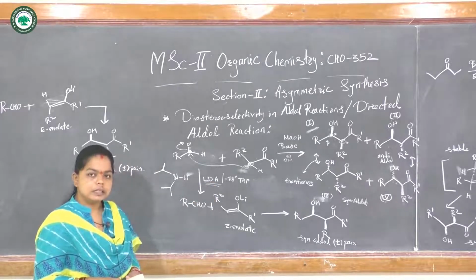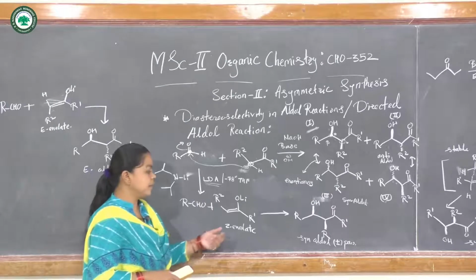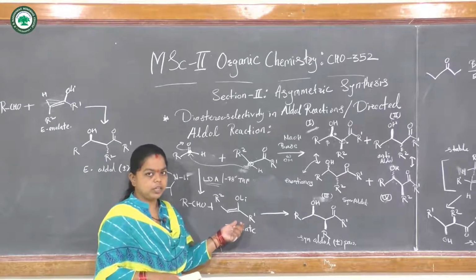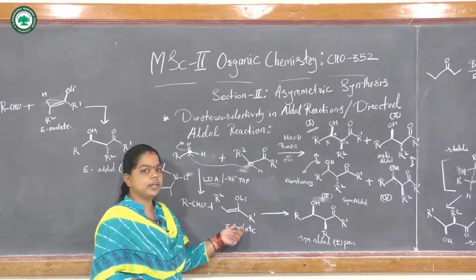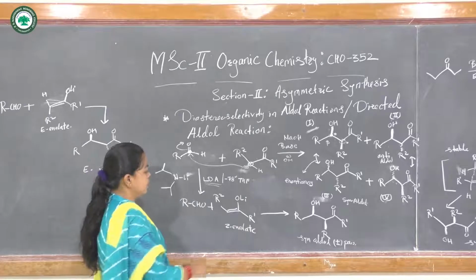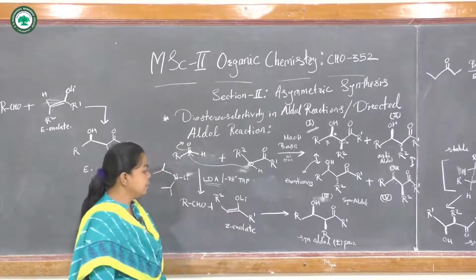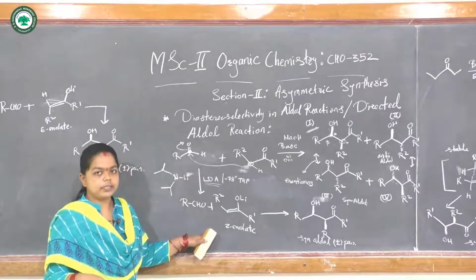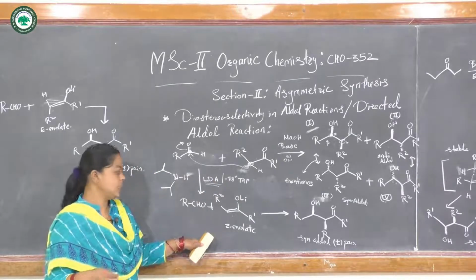It is lithium diisopropylamide that will generate the lithium enolate. So this is the lithium enolate. Again, there are two types, Z enolate and E enolate. Now let us see the formation of the Z enolate in the medium. When we are adding this, both enolates are formed, Z as well as the E enolate.